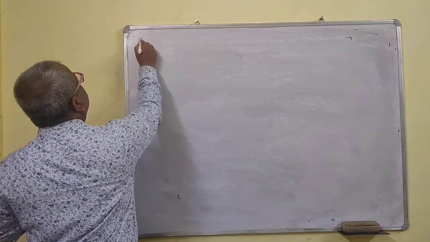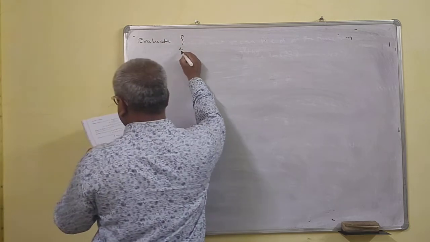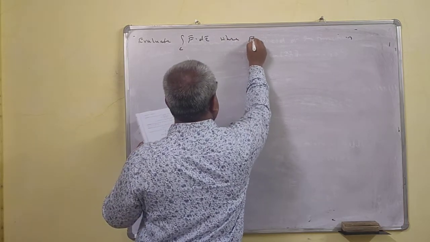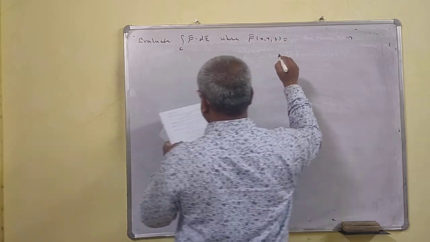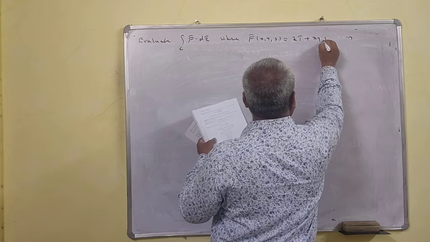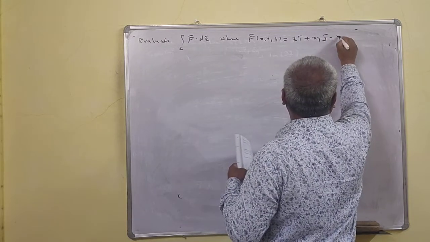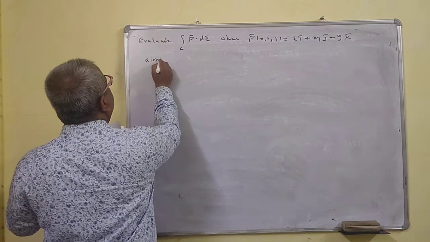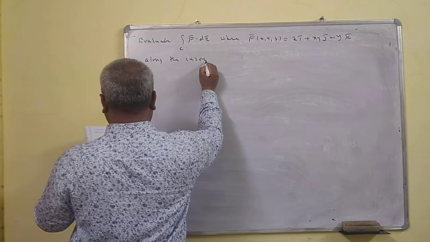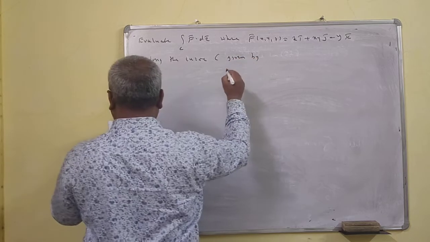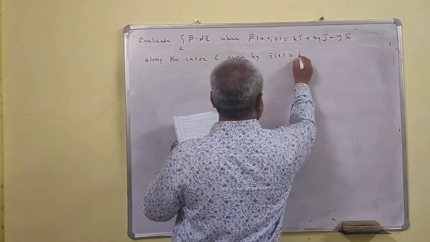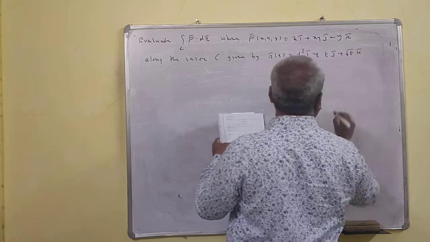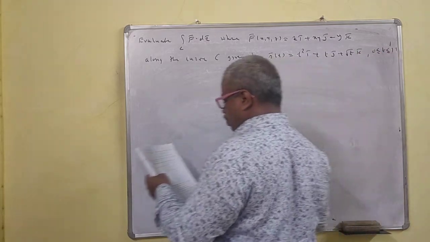Next, evaluate the integral over C of f bar dot dr bar, where f bar of x y z is equal to z i bar plus x y j bar minus y k bar, along the curve C given by r bar of t is equal to t square i bar plus t j bar plus root t k bar, 0 less than or equal to t less than or equal to 1.